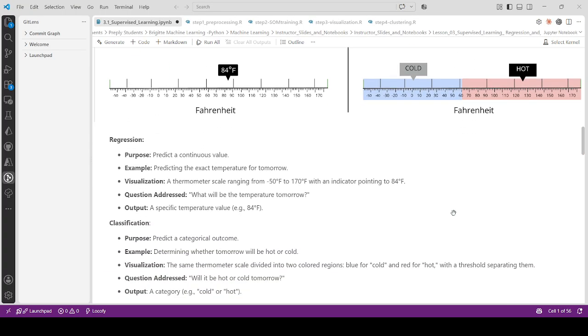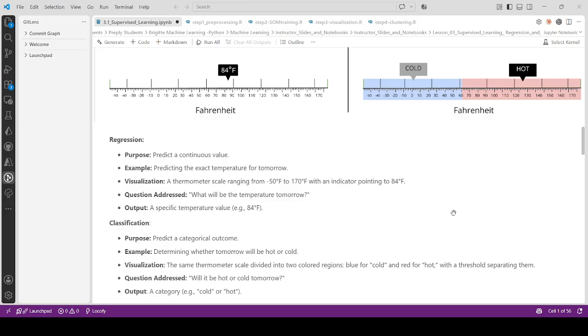And here now we see usually the purpose of regression is to predict a continuous value. And usually for the visualization, if we talk about this specific example of temperature tomorrow, a thermometer can represent the real values, or you can say continuous values. And the question addresses what will be the temperature tomorrow.